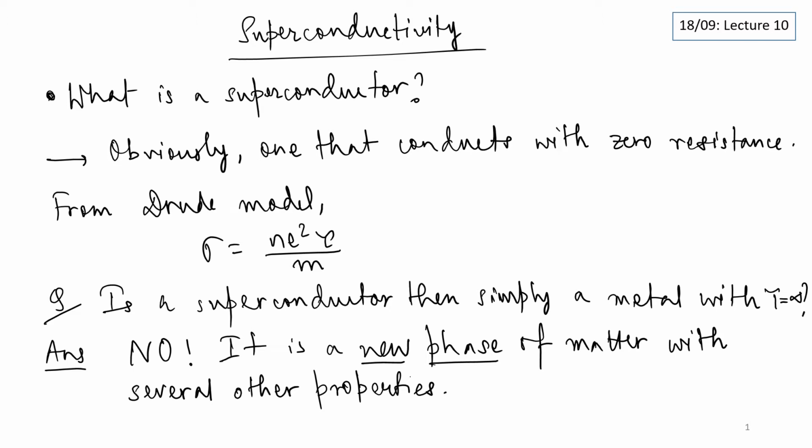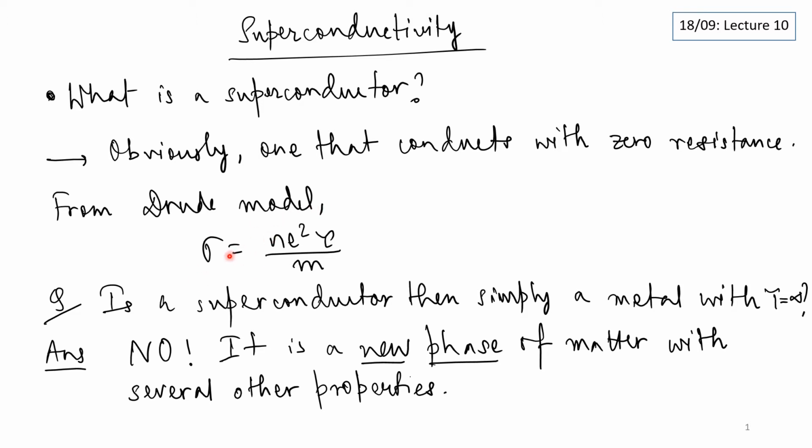So what is a superconductor? Well, by the very name, and from whatever common sense we have all read about superconductors at some point or other, it is obviously something that conducts with zero resistance, right? Now, you see, in a Drude model, we all know what a Drude model is. We did it in solid state 1.